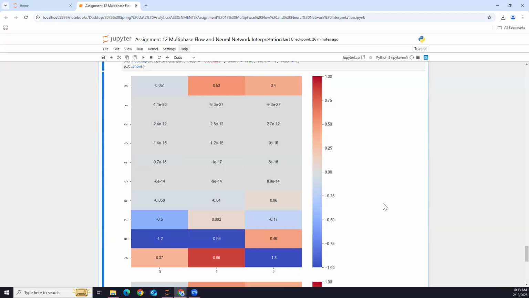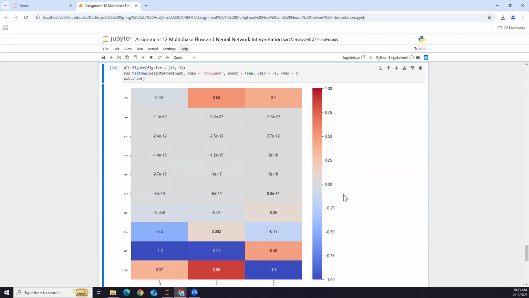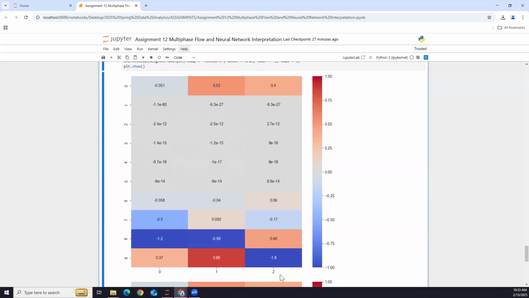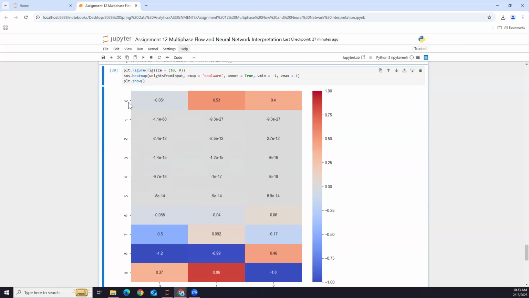And there we go. So to read this one, I have the weights coming from my 10 different inputs numbered from 0 to 9. So those are my 10 different inputs. And then I have my hidden neurons, 0, 1, and 2. Hidden neuron 0, hidden neuron 1, and hidden neuron 2. And the weights going from the first input to the hidden neurons are these numbers, and the boxes are colored accordingly. And the weights going from, say, the ninth input to the hidden neurons are 0.37, 0.86, and negative 1.8.